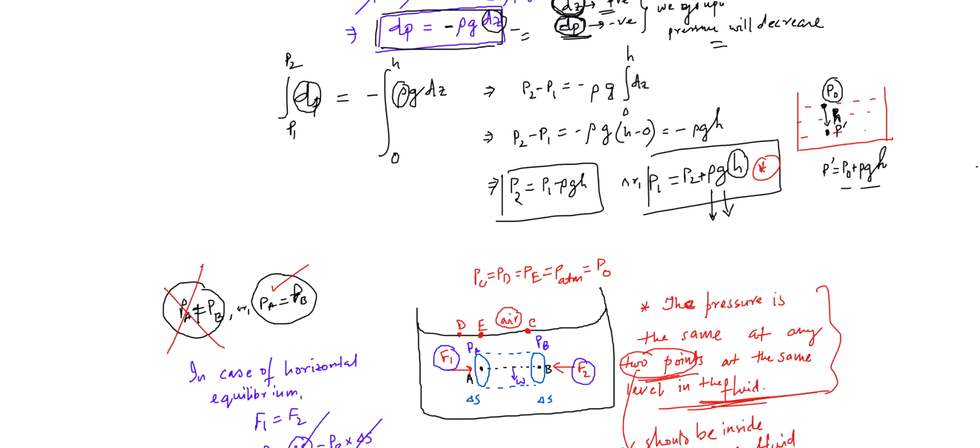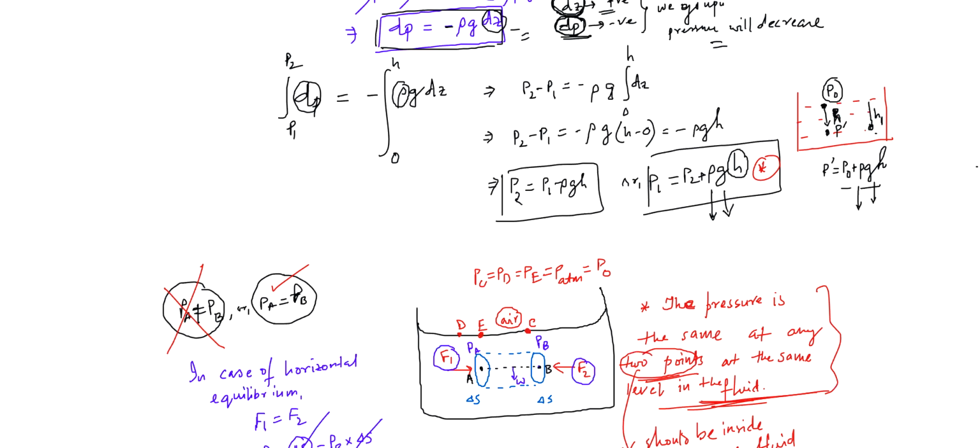Suppose this depth is H1. Then at this point, the pressure will be P0 plus rho g H1. Rho is the density of the liquid, g is the acceleration due to gravity, and H or H1 is the depth of the particular point.